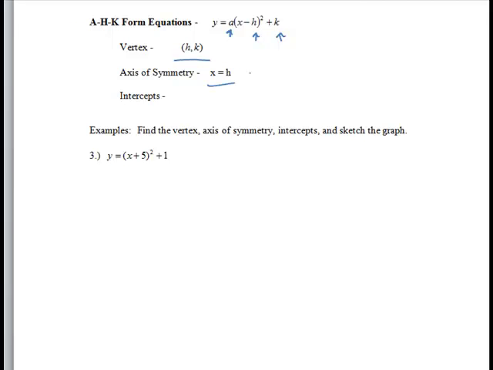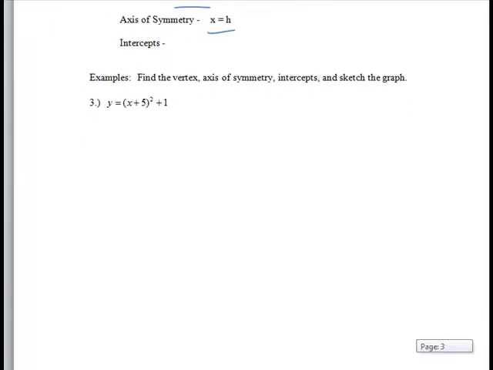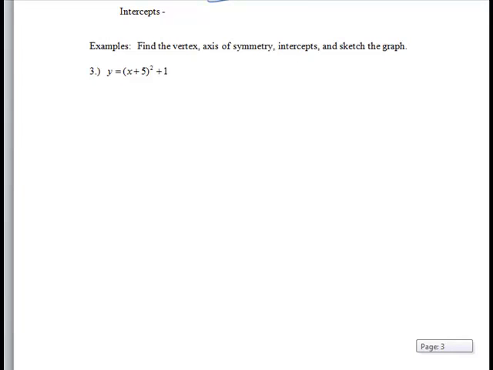And of course the intercepts are found the exact same way. Now what you could do with a quadratic equation in this form is simplify and get it into standard form. But in future math classes you take, you're going to be using this form a lot, so we want to get used to it. Practice using this new form, AHK form. Like I said, it'll work for all functions, not just quadratic.